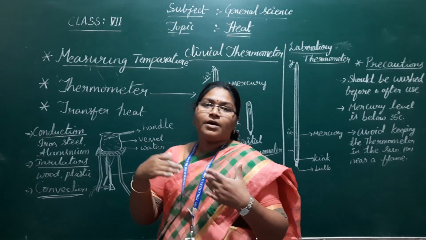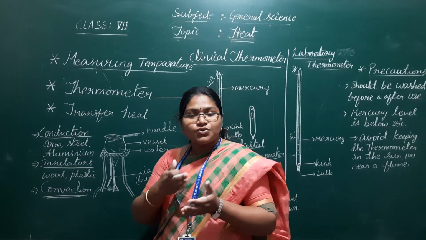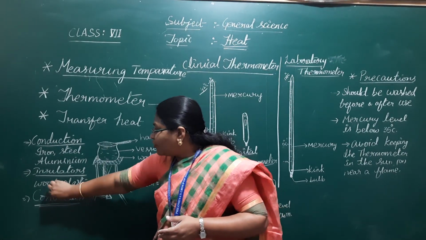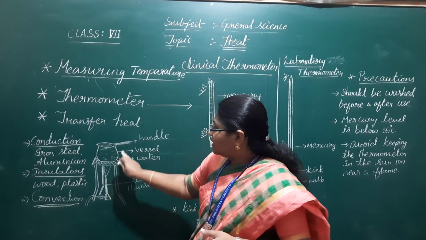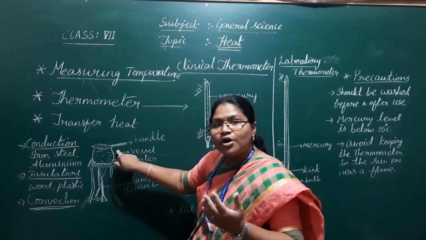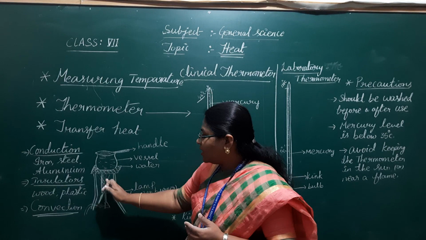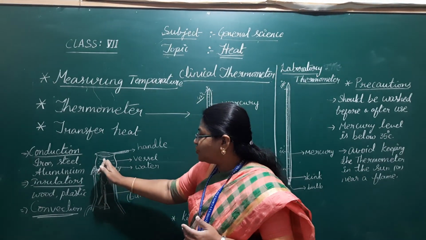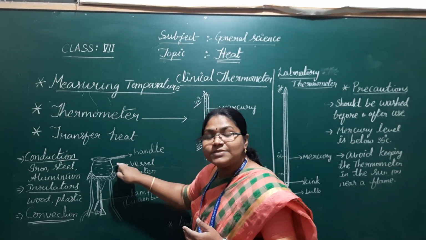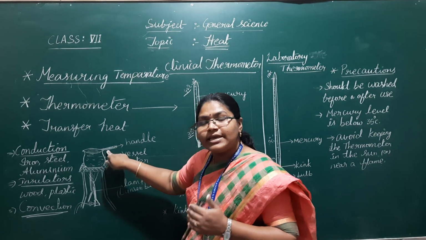An insulator means an object does not have the capacity to pass or transfer heat from one object to another. For example, wood and plastic. In this diagram, the handle is made of wood or plastic. The heat is transferring from the lamp to the mesh and to the water inside, but not to the handle. Why? Because the handle is made of wood or plastic. So this wood or plastic is an insulator.